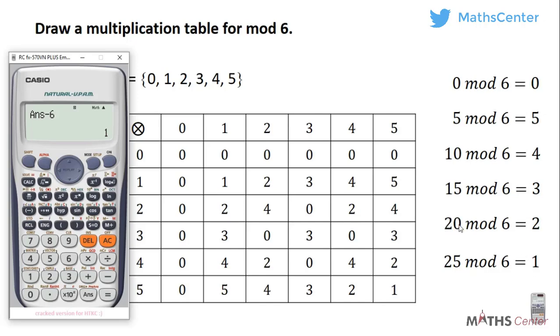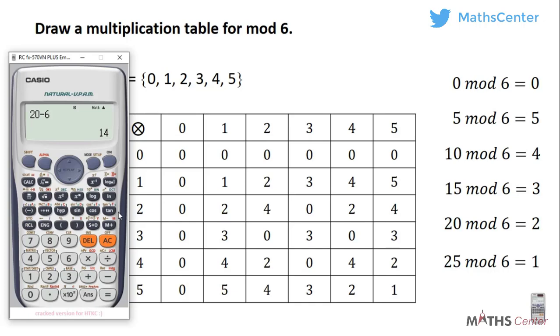Let's try another example. Let's say 20 mod 6. So we are going to subtract 6 from 20 until we get a number that is less than 6. So you have 20 minus 6. 20 minus 6 will give us 14.